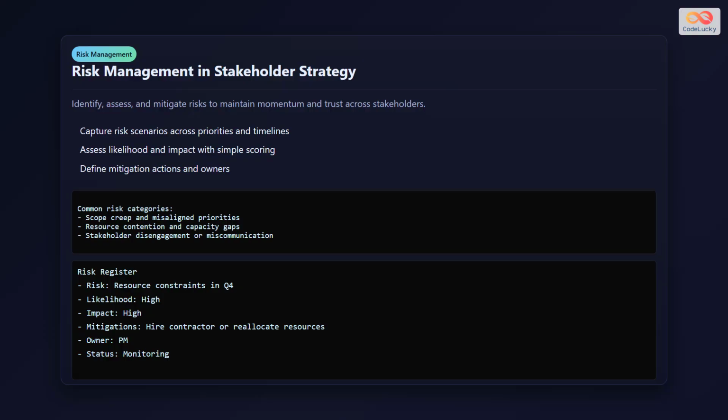Identify risks that could derail your stakeholder engagement or project. Common risks include scope creep from unclear priorities, resource constraints that create bottlenecks, and stakeholder disengagement from poor communication. Create a risk register that documents each risk, how likely it is to occur, what impact it would have, and what actions you'll take to prevent or mitigate it. Assign an owner to each risk and review regularly. Early detection of stakeholder concerns prevents small issues from becoming major problems. By managing risks proactively and transparently, you demonstrate competence and build stakeholder confidence that you're prepared for challenges.